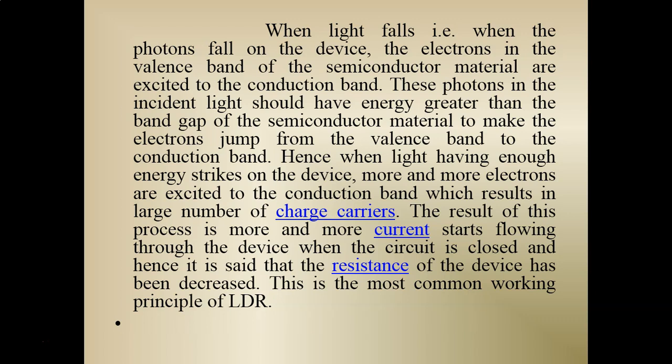The photons in the incident light should have energy greater than the band gap of the semiconductor material to make the electrons jump from the valence band to the conduction band. Hence, when light having enough energy strikes the device, more and more electrons are excited to the conduction band, which results in a large number of charge carriers. The result is that more current will flow through the device when the circuit is closed, and hence it is said that the resistance of the device has decreased.